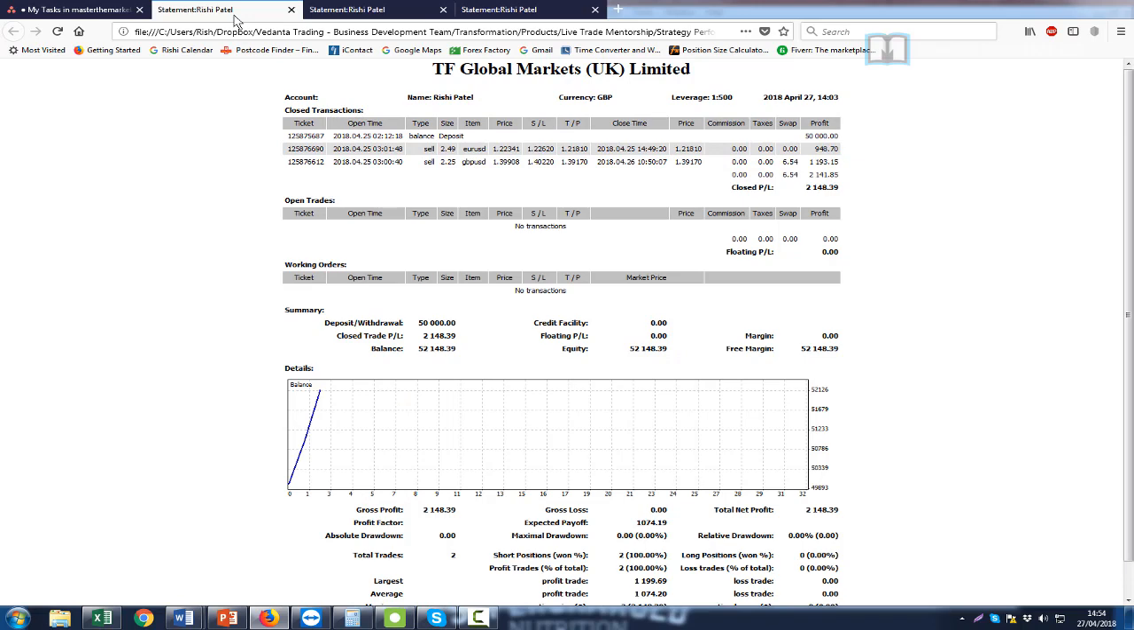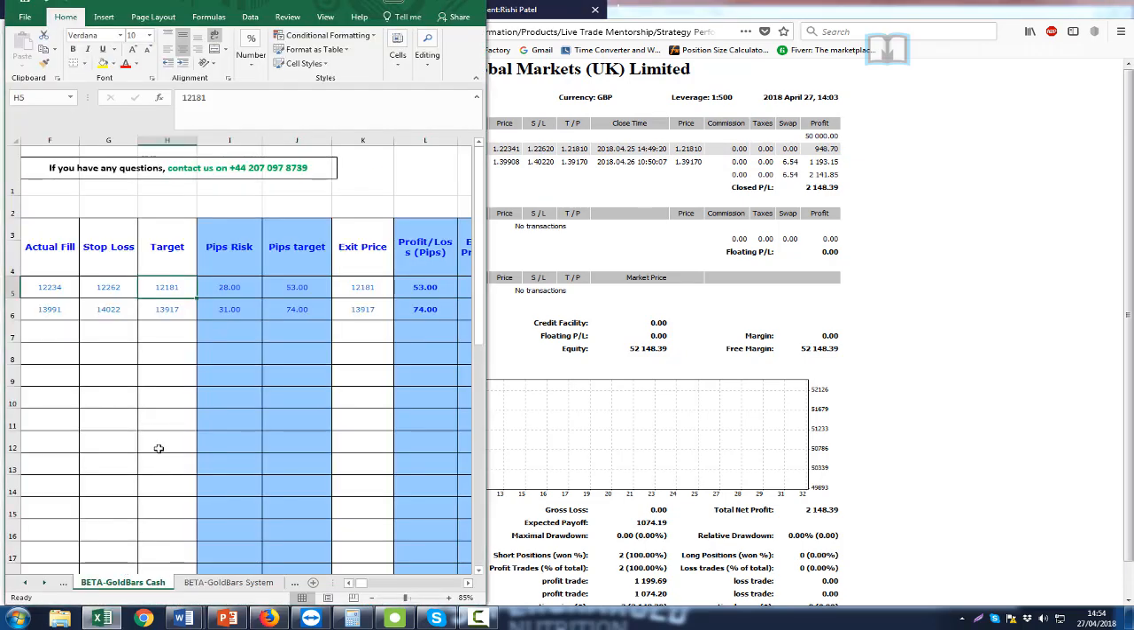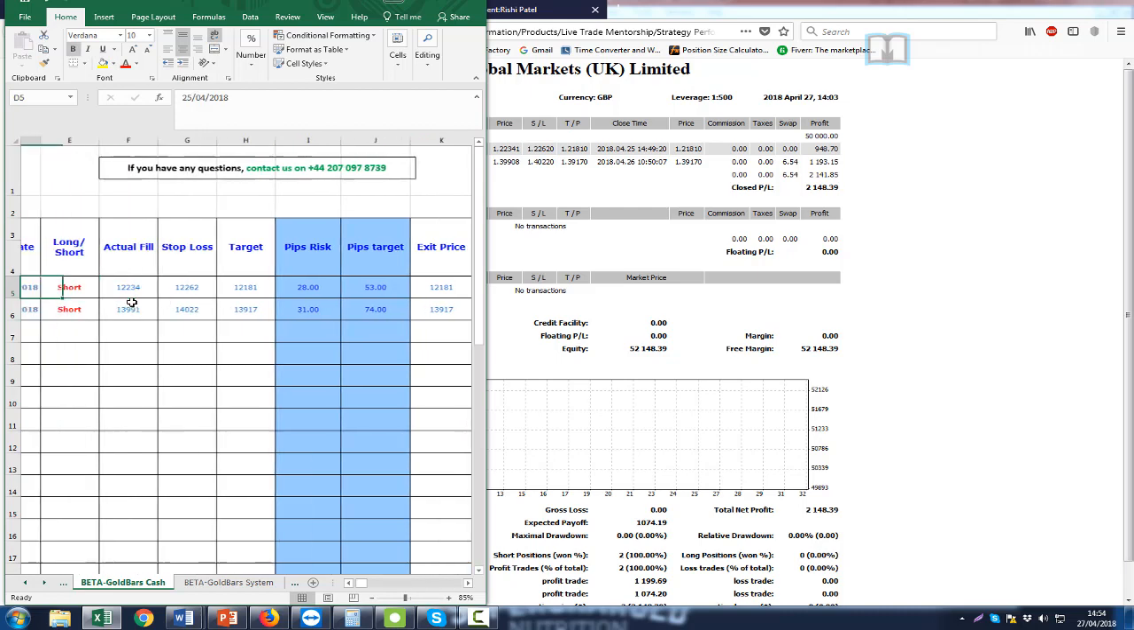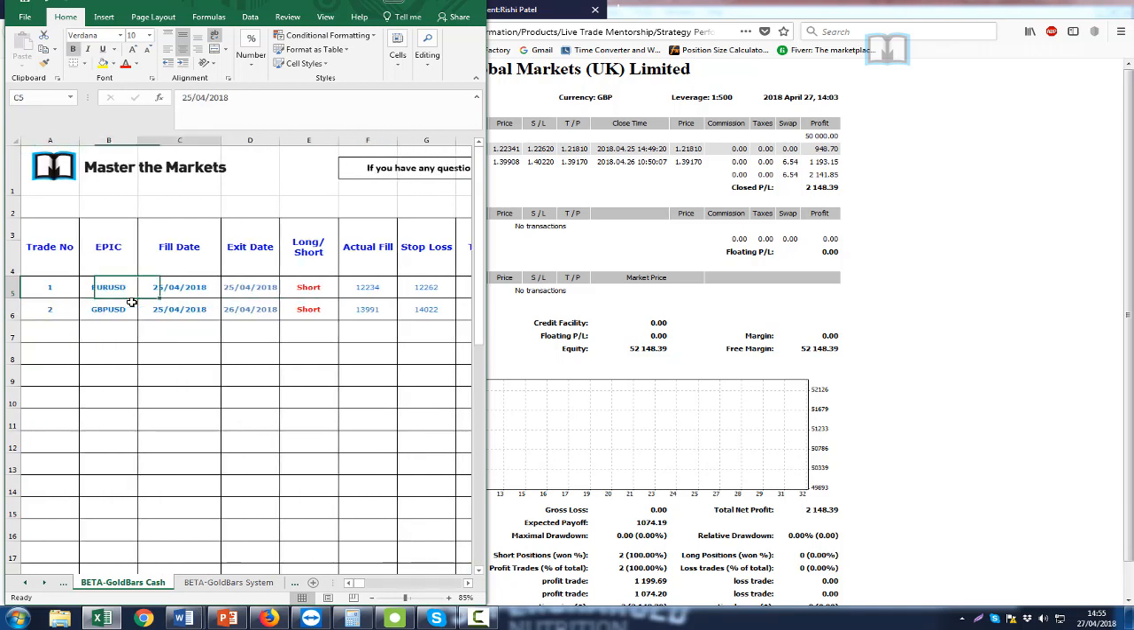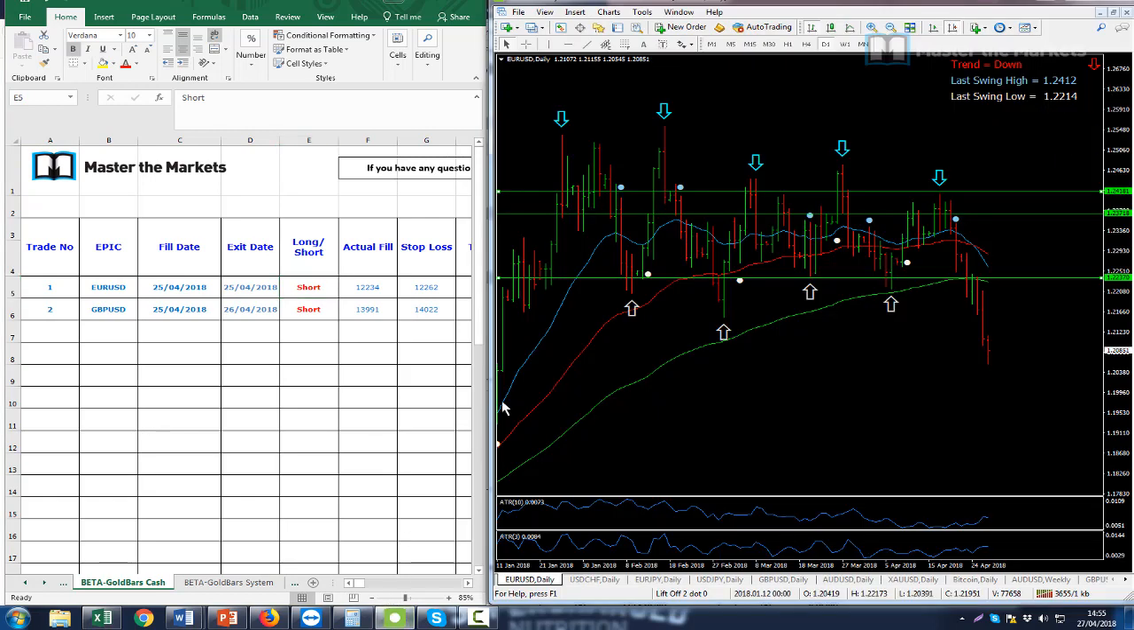And for those of you that know my trading style, you'll know that I like to be in and out of the market very, very quickly. And of course, this is what the gold bars model does. If you're wrong, you know about it very, very quickly, and if you're right, you also know about it pretty much the same day or the next day. Let's take a look at these 2 trades. So euro dollar, let's take a look on the graph first, and we'll come back to the account statement.